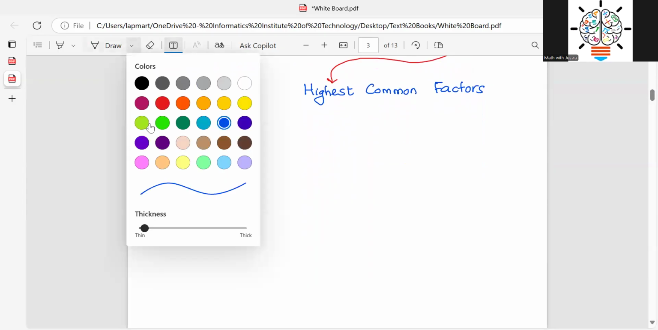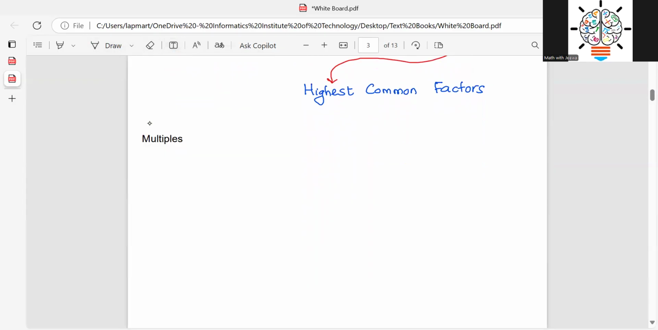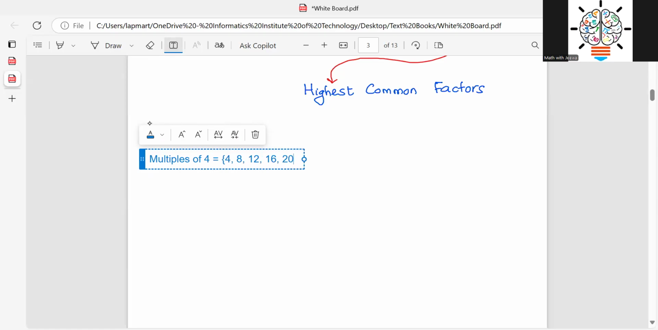Multiples. So if I ask you to write multiples of 4, how can I write them? You know these things, so I'll write it as a list. Always when you are writing something as a list, you open the curly bracket and write 4, 8, 12, 16, 20, 24, 28, 32, like this, right?